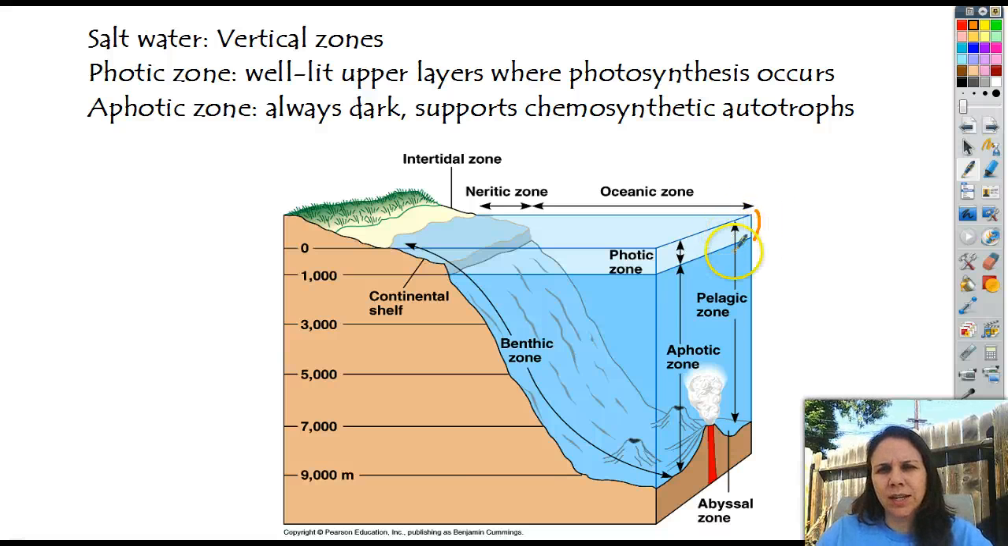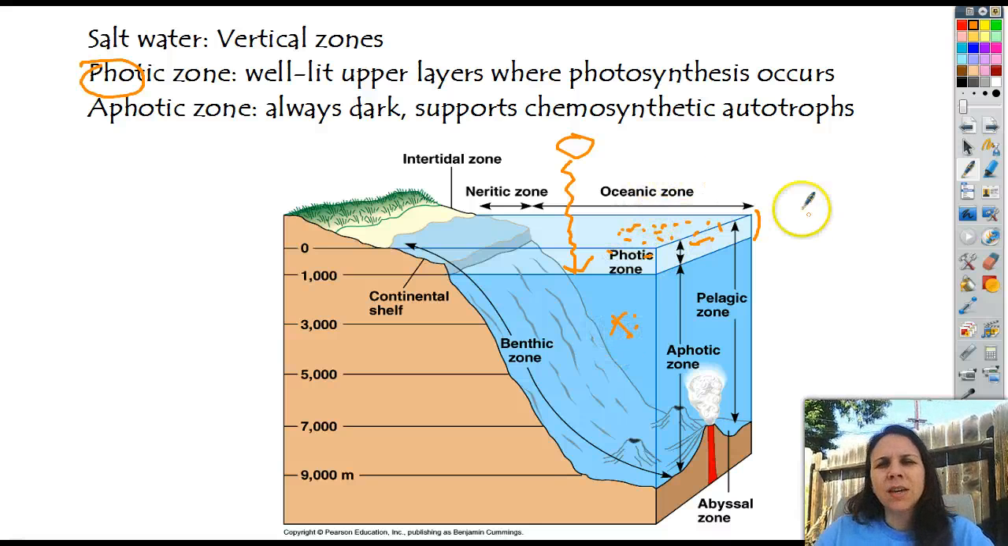Right here, this light portion. This is where sunlight can actually work its way down and how far sunlight can go. That's called the photic zone. Makes sense. Photography, photosynthesis, light, the light zone. These are the well-lit upper areas where all the photosynthesis occurs. So all your phytoplankton, all your plants, all your algae is all found here. Not down here, they would die.